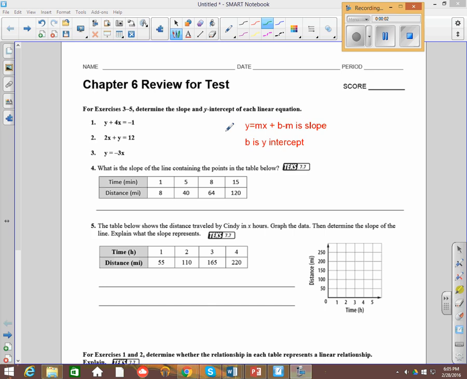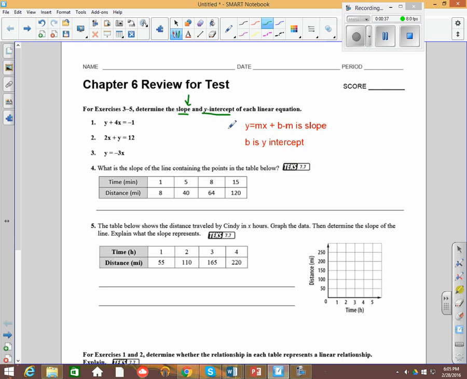Chapter 6, review for test. So the first questions is asked to determine the slope. And what did we say slope meant? Right, slope meant steepness. It's also called rise over run, change in y over the change in x, rate of change. All of those mean the same thing as slope. When you hear those terms on your STAR test, that's the same as slope.